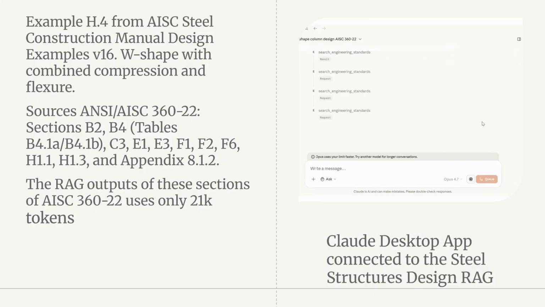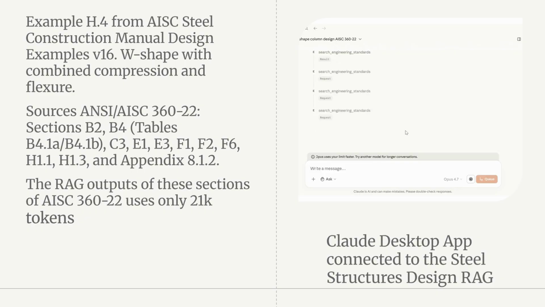In the present example, sections are required from chapters B2, B4, C3, E1, E3, F1, F2, F6, H1 and Appendix 8 of the steel specification. The RAG allows the AI agent to flip around the spec like we do, while only pushing a total of 21,000 tokens into context. Claude collects the sections it needs from the spec, does the calculations, and prepares the report.